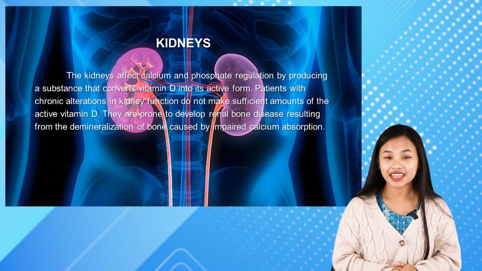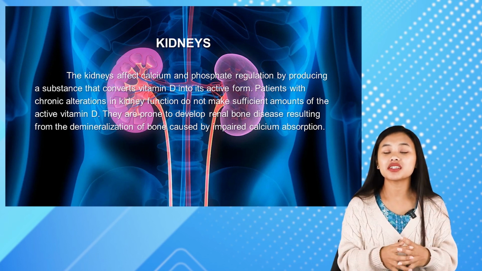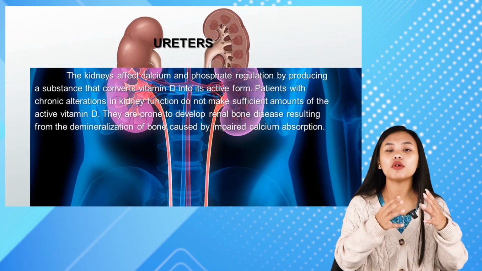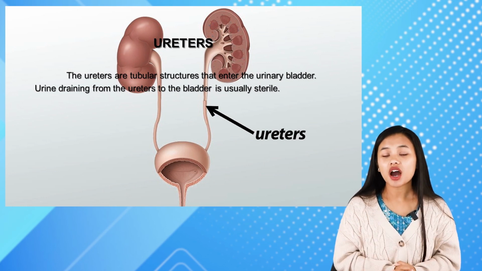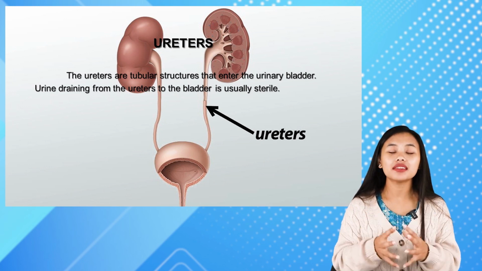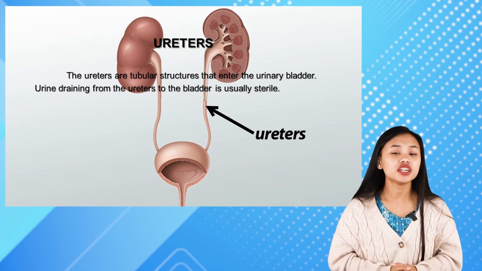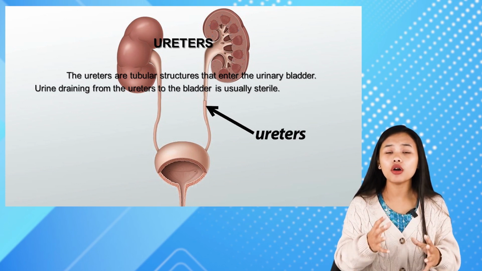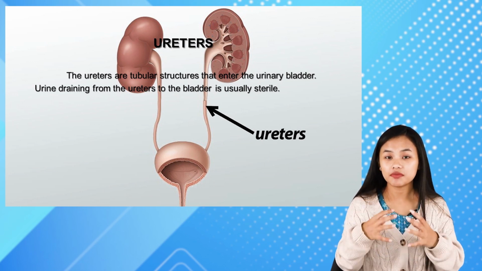So this is about the kidney. This is how the kidney will filter, as well as this is how the kidney works for the elimination of the urine. Now moving on to the next, which is the ureters. These ureters are the tubular structure that enters the urinary bladder, and this process of draining the urine from the ureters to the bladder is usually sterile. So how does the passage of urine from the kidney to the bladder occur?